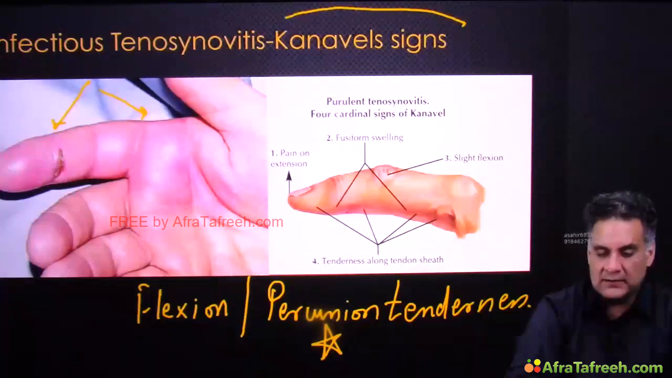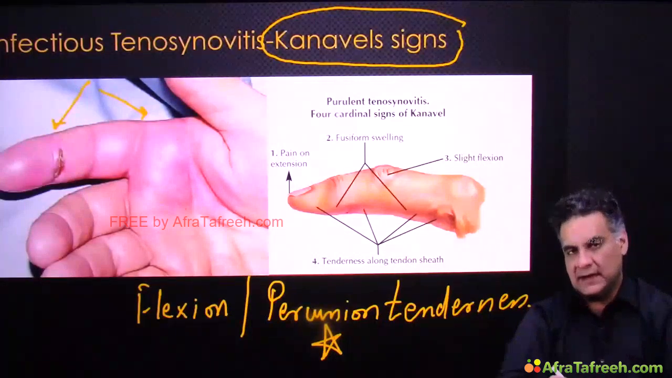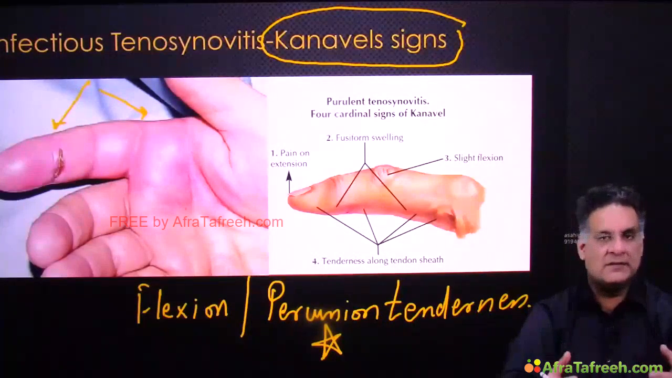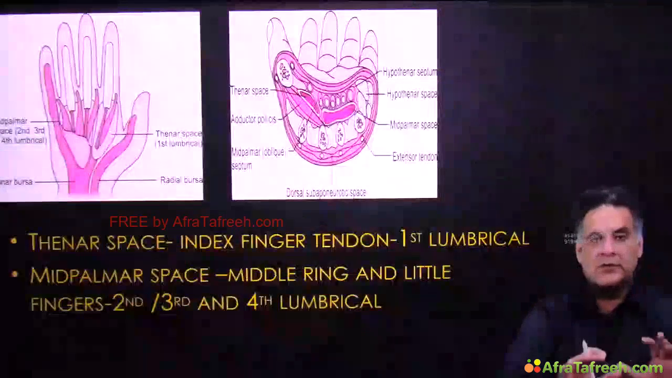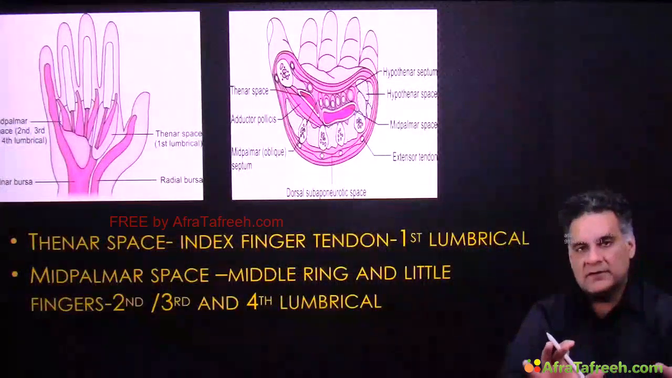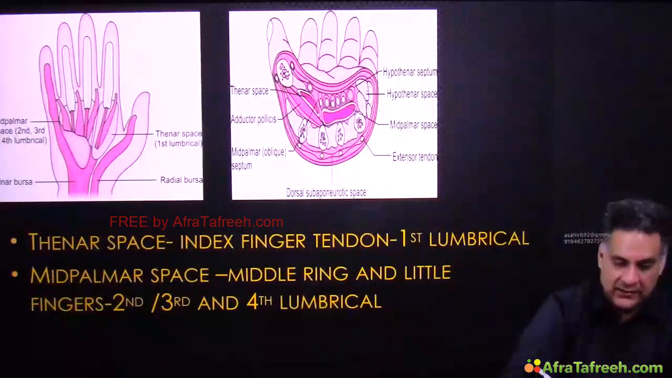These are called Kanavel signs. Kanavel described these signs. Coming on to the very important surgical anatomy of the hand, you have a thenar space.